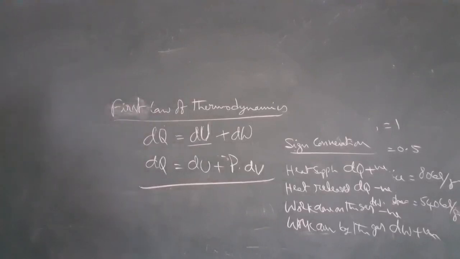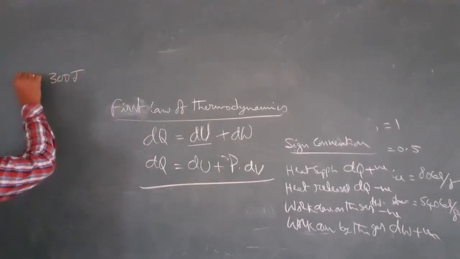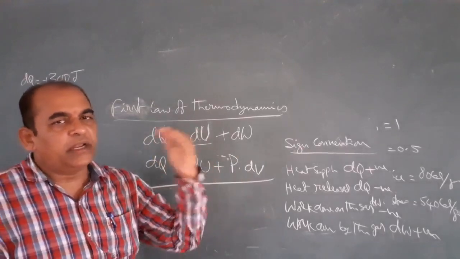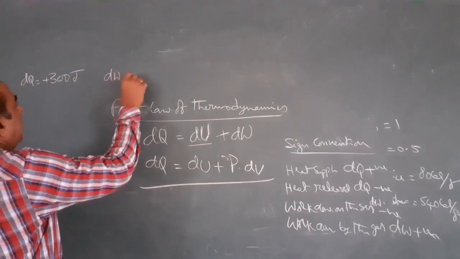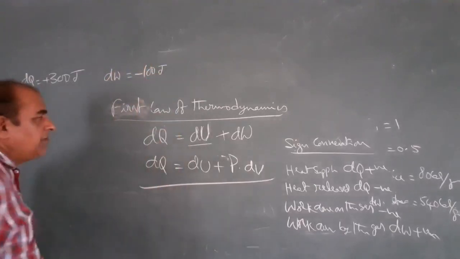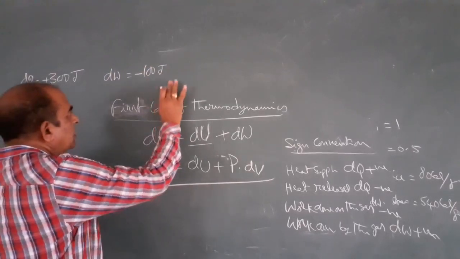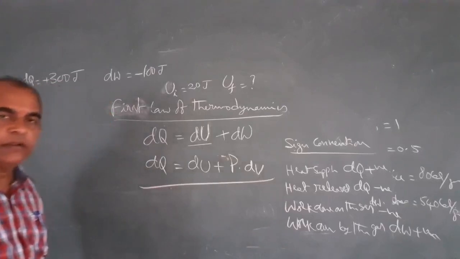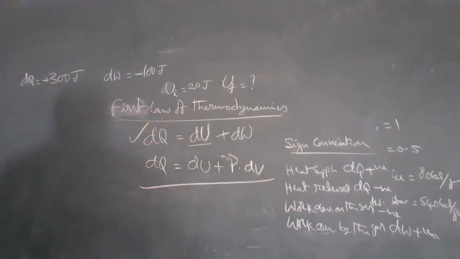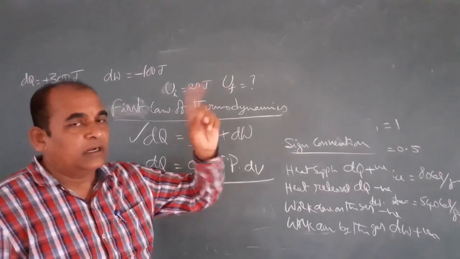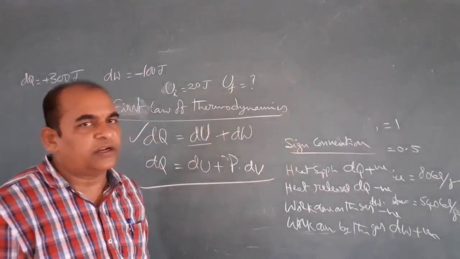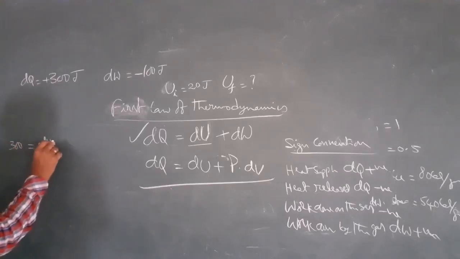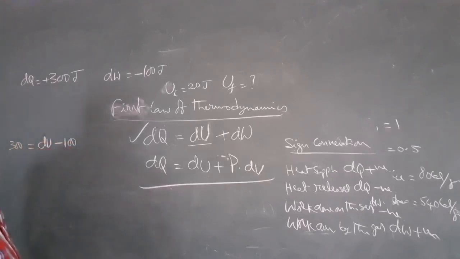For a system, 300 joules of heat energy is supplied. dQ, heat supplied, so plus 300. And 100 joules of work is done on it. Work done on the system is negative. Initial internal energy is 20 joules. Find the final internal energy. We know the first law of thermodynamics: dQ is equal to dU plus dW. dU is not the internal energy, it is the change in internal energy. Therefore, heat supplied, plus 300, is equal to dU minus 100, because work done on the system is negative.